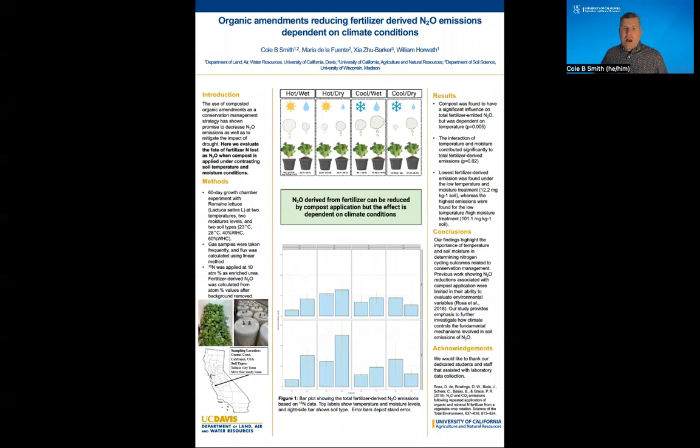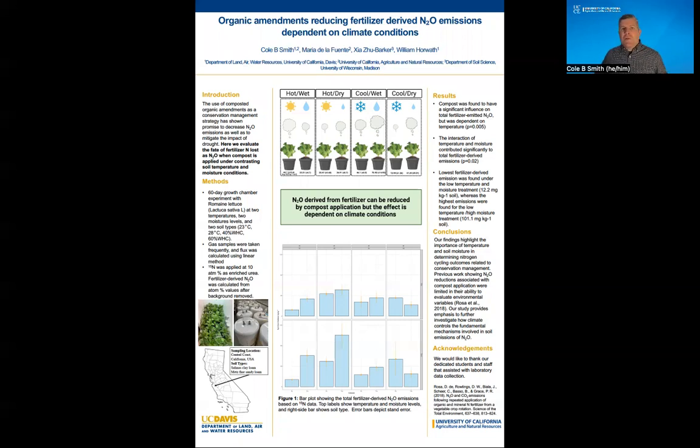Our conclusions highlight that compost can play a very important role in conservation nutrient management, but that the impact of compost, specifically on the loss of fertilizer as N2O, is dependent on the climate conditions, soil moisture, and soil temperature.